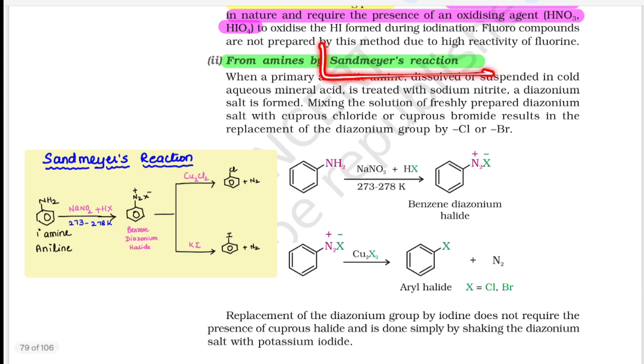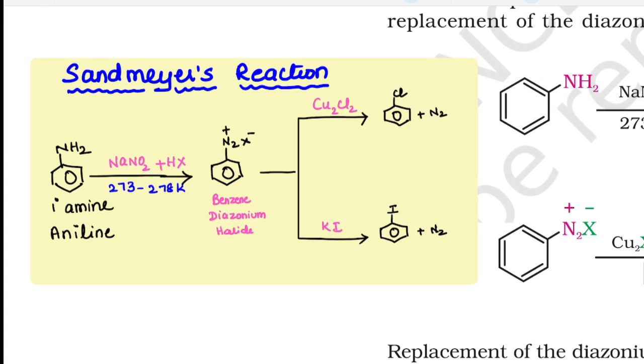Next is Sandmeyer's reaction. This is very important, and many times this question is asked in the NEET examination. Here you have to take an aromatic primary amine. The aromatic primary amine is aniline. Aniline is an NH2 group directly attached to the benzene ring.